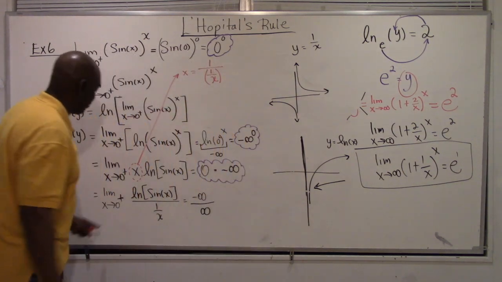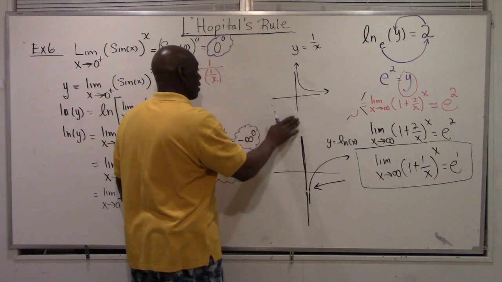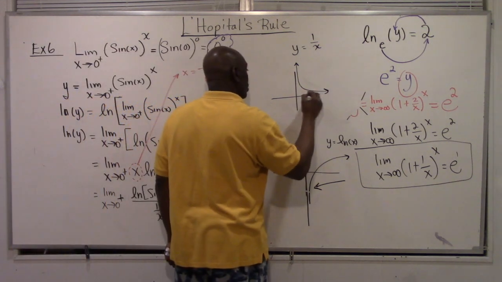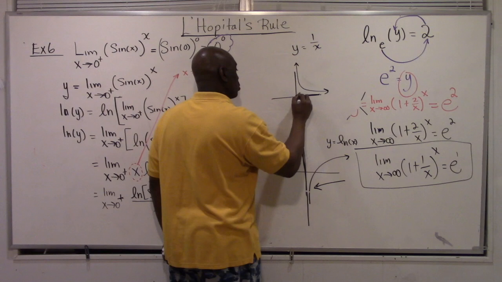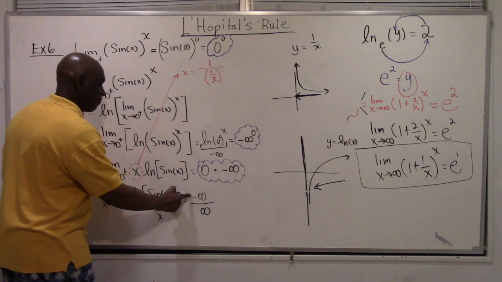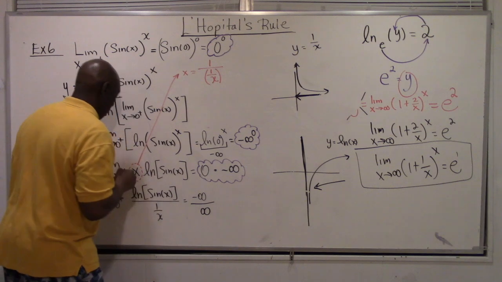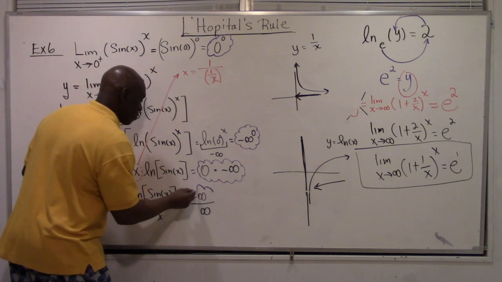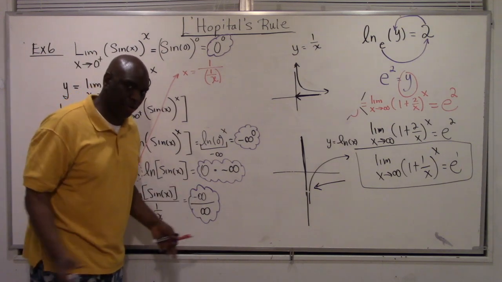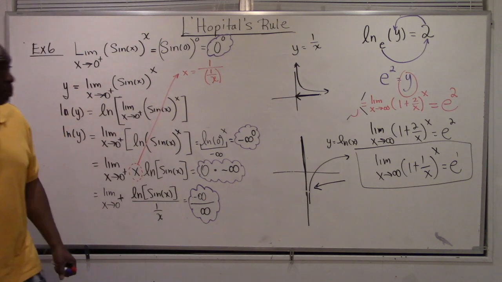And I'm not interested in the left side. So this branch really doesn't mean anything. It's not represented. It's the right side. And notice as we go towards 0, the graph is going to positive infinity. So we have negative infinity divided by positive infinity, and that is L'Hopital ready. Yes, because the infinities don't matter. One can be negative, one can be positive, it doesn't matter. That's L'Hopital ready. So I've done all of this work, and now we can apply L'Hopital's rule.